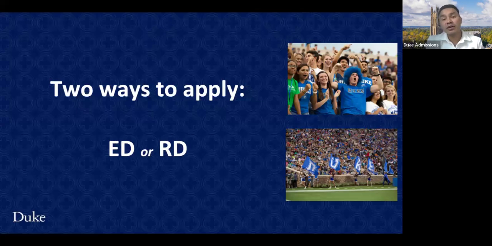But again, this is if you need more time to work on your application. This is if you're thinking of other universities too, and you ultimately want to apply. And it happens later in the spring. For regular decision, because it's not binding, after we release decisions, you'll have a month or so to decide whether Duke is the place where you want to go. May 1st is the deadline for you to let us know that.